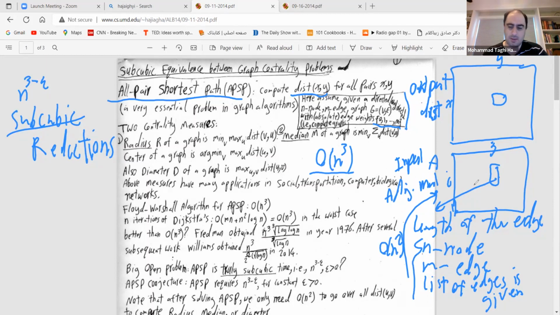And now, what is the n cubed algorithm? It is probably one of the simplest algorithms that we have in graphs. Essentially, it is just 3 loops inside each other. We say for i equal to 1 to n. This is the algorithm which is called Floyd-Warshall.